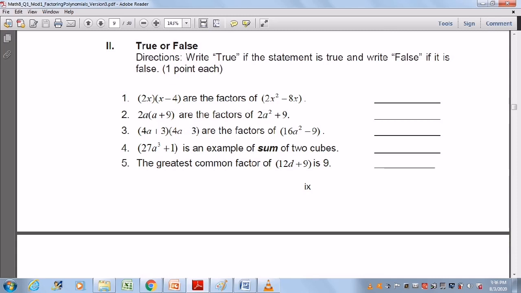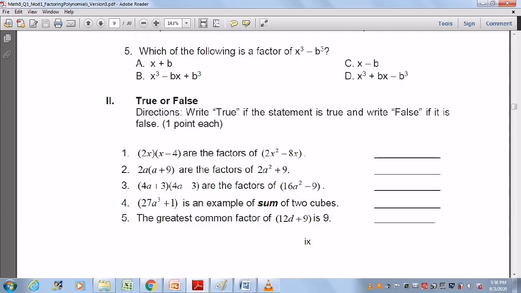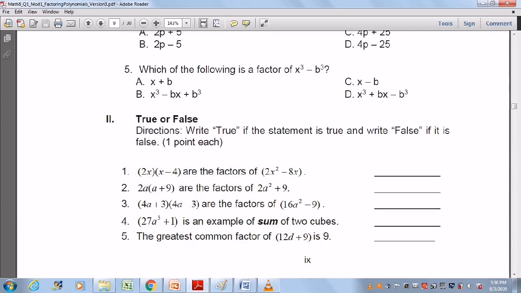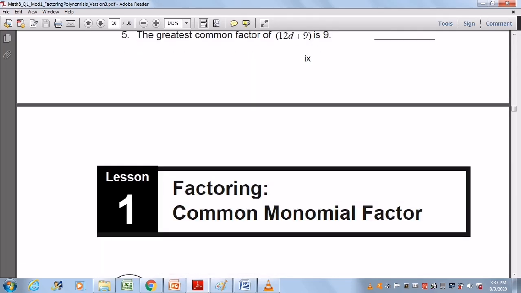And then, yung true or false naman sa set 2 or yung sa part 2, write true if the statement is true, otherwise write false. So, 5 items din yung sasagutan. Ayan. So, ito yung sa tatlong factoring methods. Take note, the common monomial factor, the difference of two squares, and sum and difference of two cubes. Again, sa ating pre-assessment, multiple choice and true or false.